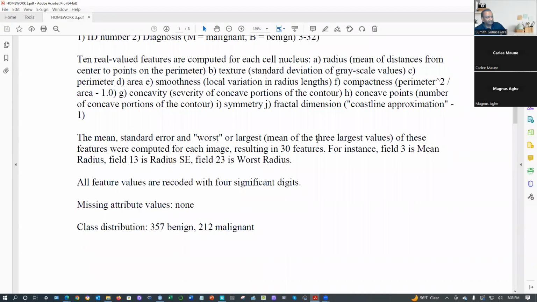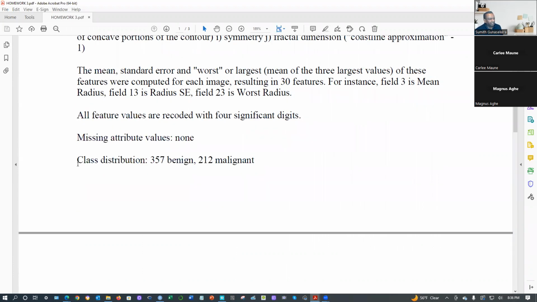The mean, standard error, and worst, meaning the mean of the largest three of these features, are captured for the image, like 30 features. If field 3 is the mean radius, field 13 should be the radius standard error. Standard error means standard deviation. And the 23rd one will be the worst radius. Anyhow, we have 569 patients. Out of those, 357 are healthy, 212 are malignant, and benign.